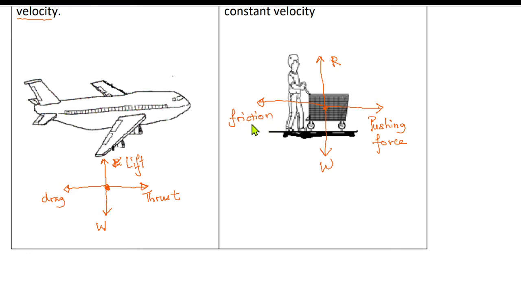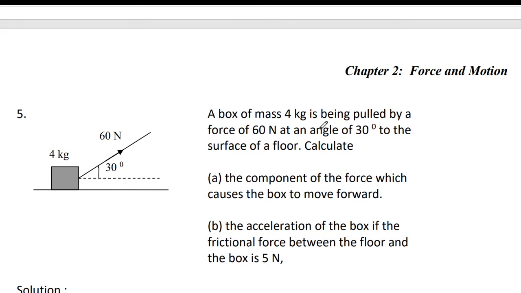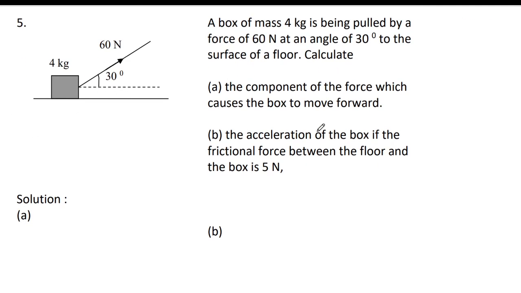So what is friction? It's simply a force that opposes the motion of an object. Alright, so we go to the next question. You are given the problem here. I have a box, the mass is 4 kilogram, being pulled by a force of 60 Newton, and the angle here is 30 degrees on the surface of a floor. You are to calculate the component of the force which causes the box to move forward.